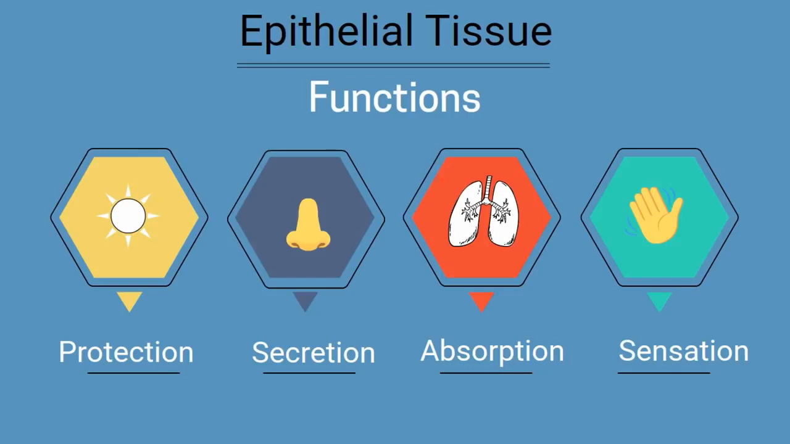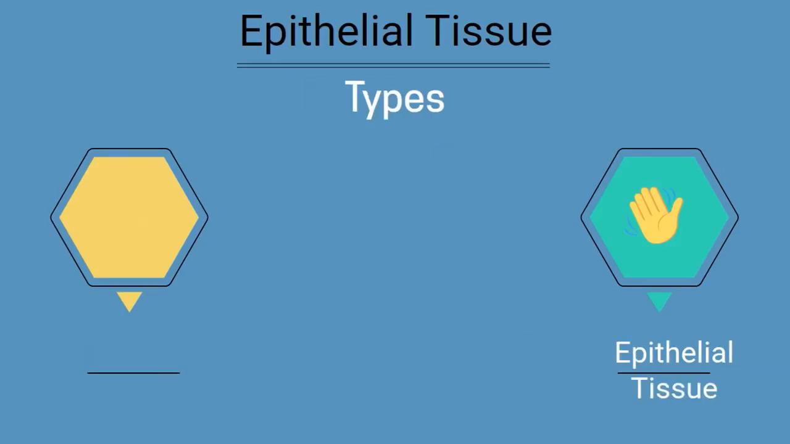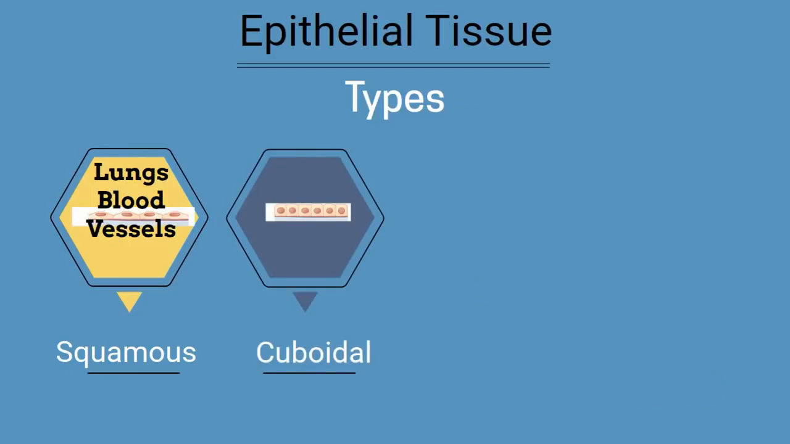Epithelial tissues are divided into several different types and are classified by both their shape and the number of layers. First up, you have squamous. Squamous are like pancakes. Their width is greater than their height. You will find these in the lungs and the blood vessels. Next up are cuboidal. Cuboidal tissues have a width and height which are the same, like a cube. Many times you find these in important glands.